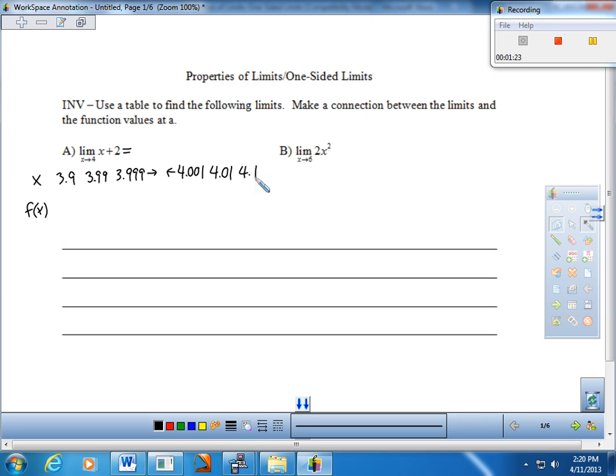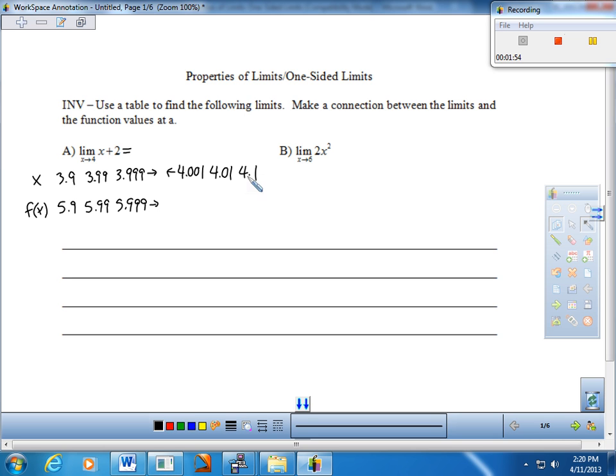Okay, very good. So coming at 4 from both sides, I'm going to put those values into the function and see what happens to my function values. So if I put 3.9 in, 3.9 plus 2, easy as can be. 3.99 plus 2, again, shouldn't be a big deal. And I got the left side taken care of pretty fast, as we can see. All right, let's keep it moving.